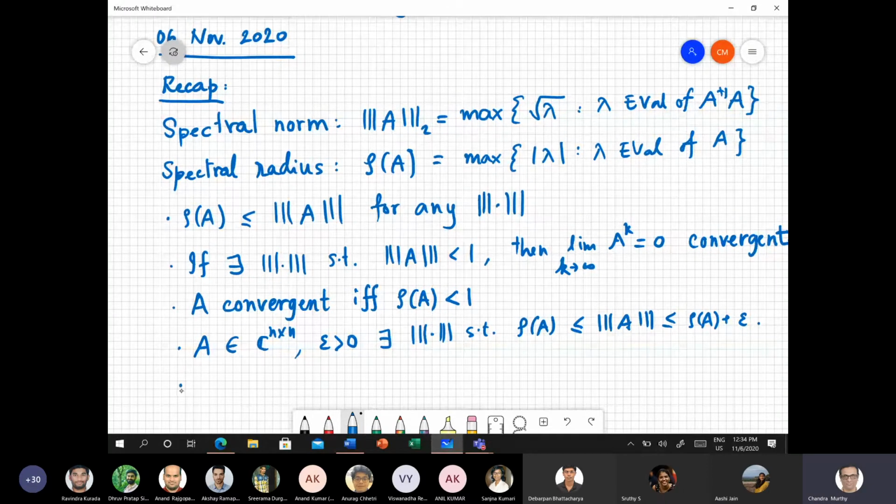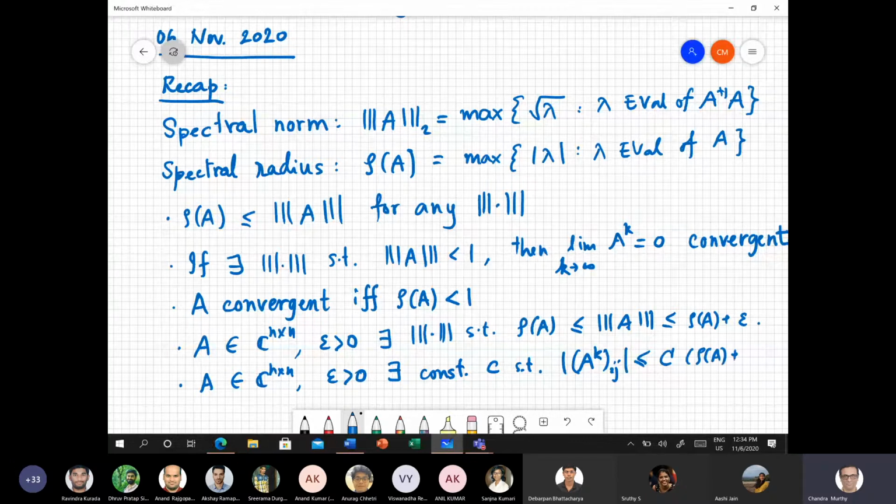And further, the spectral radius can be used to bound the entries of A power k. So if A is in C to the n cross n and epsilon is greater than 0, there exists a constant C such that the ij entry of A power k is less than or equal to C times rho of A plus epsilon power k. And this is true for every k, i, and j.